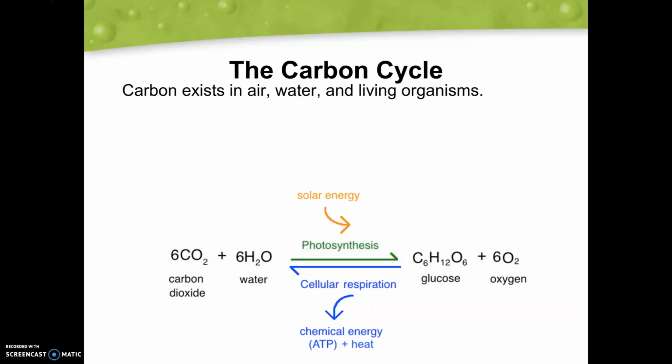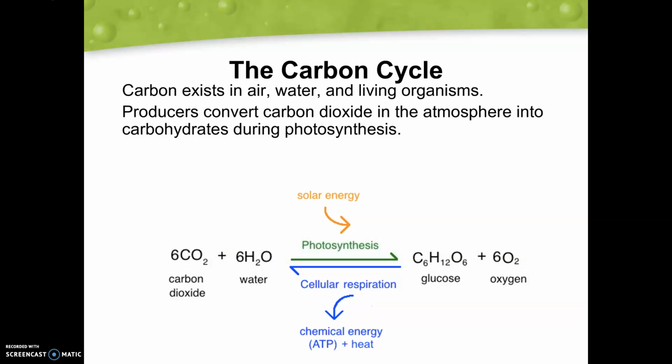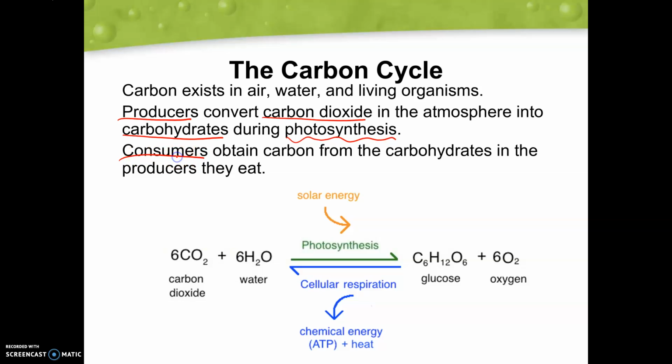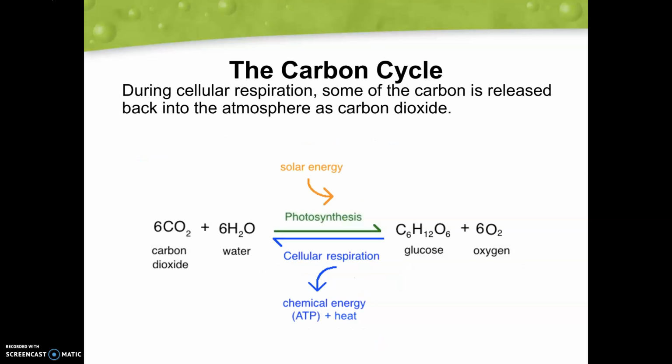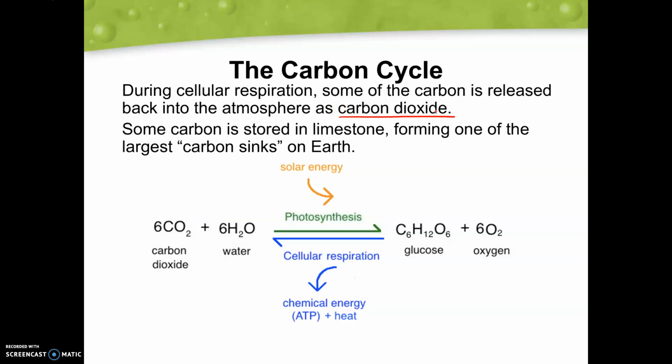Carbon exists in air, water, and living organisms, and we can see that through our processes here with photosynthesis and cellular respiration. So producers are going to convert that carbon dioxide into carbohydrates through photosynthesis. So we're taking carbon dioxide, converting it into carbohydrates, and we can see that with our formula down here. And then consumers are going to take that carbon from carbohydrates and bring it back into the atmosphere, usually in the form of carbon dioxide. During that cellular respiration, we're going to see that carbon released as carbon dioxide, like I said.